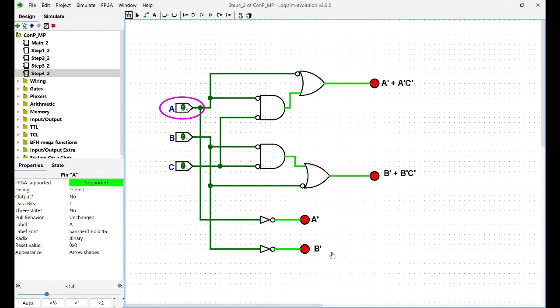And that is the simplest form of our circuit. I hope you found this interesting.